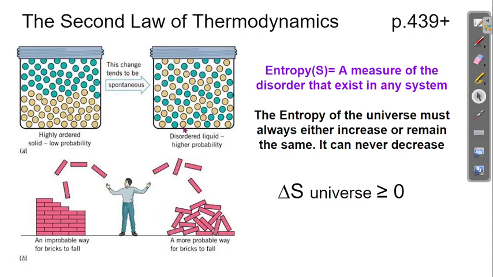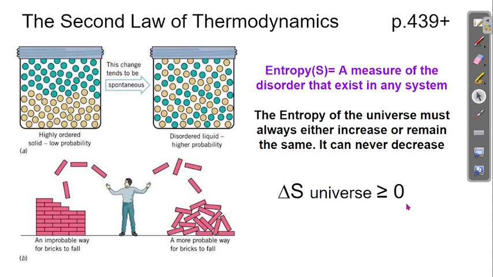Disorder. The second law of thermodynamics states that the entropy of the universe, and remember, entropy is just disorder, chaos, whatever you want to call it, must always either increase or remain the same. It can never decrease. And here it is mathematically. The change of entropy in the universe is always greater than or equal to 0. So for things to be spontaneous, in a way, entropy needs to remain the same or increase.